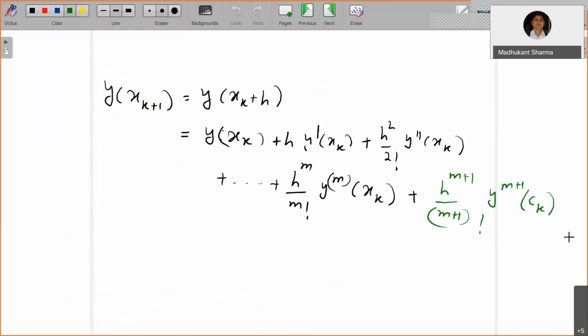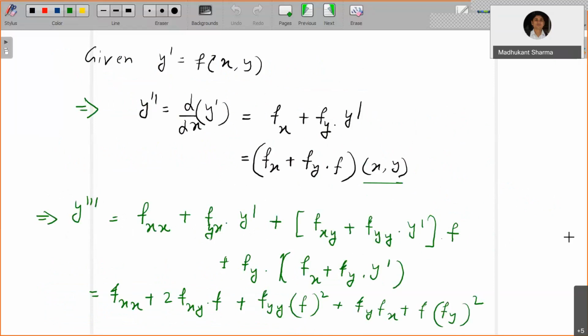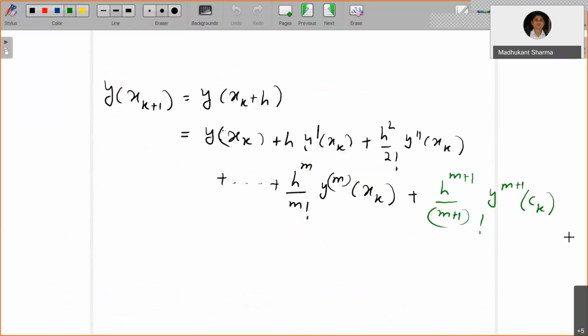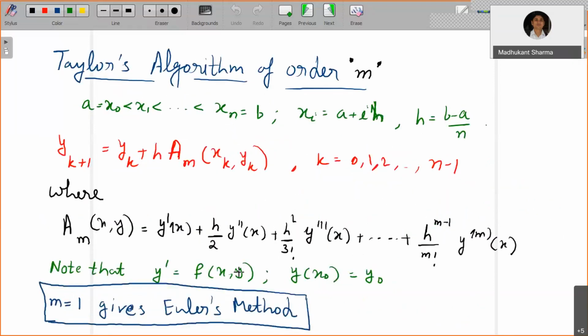Okay, so now what is the drawback here? Since this is y dash equals f of x, y, y dash can be replaced by f. Then for the second derivative, you have to find the total derivative of f. For replacing y third, you have to find the second derivative, meaning implicit differentiation occurs here. So you have to proceed up to the mth derivative.